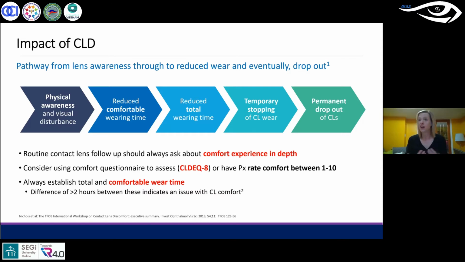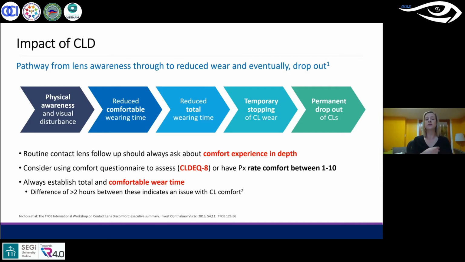They just sort of think, oh, I can't wear my lenses for as long. They'll start to wear them for fewer hours through the day, fewer days in the week, maybe start to get used to glasses a little bit more. And eventually that process we know leads to dropout. So it becomes very important to try and catch this early on.